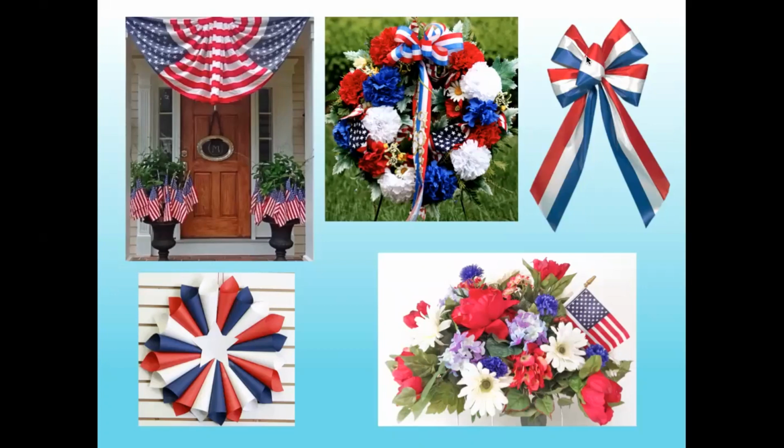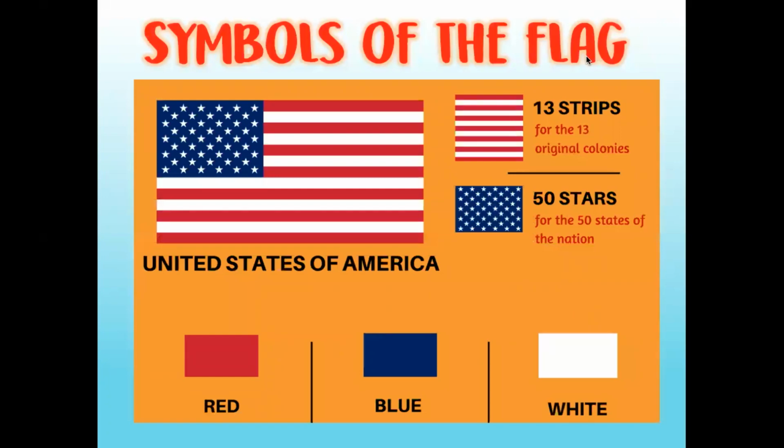You see the red, white, and blue and the stars and stripes of our country in different ways. In flags, wreaths, bows, flowers. Your project this week, I'd like you to use the symbols of the flag. The flag of the United States has 13 stripes that represent the original 13 colonies of our country. The 50 stars represent the 50 states that are now part of the nation. And the colors of our flag are red, white, and blue.